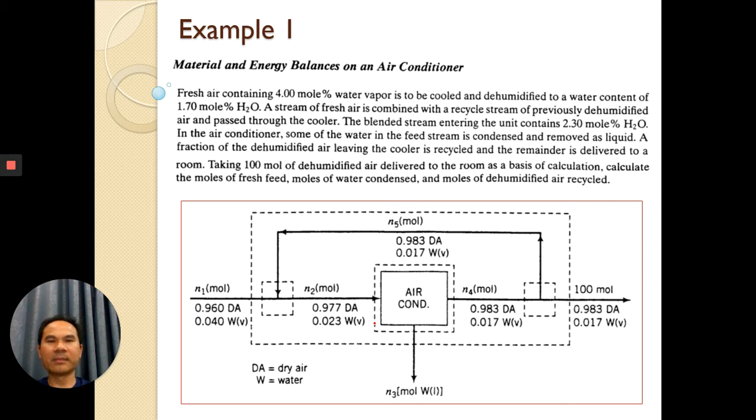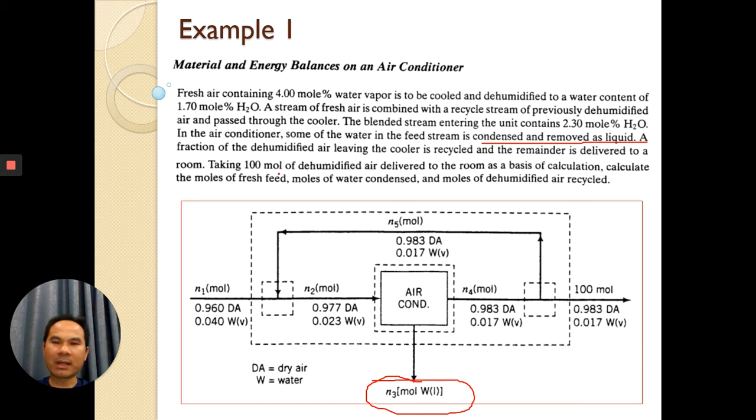Then the blended stream enters the unit. The blended stream entering the air conditioner or cooler is 2.3 mole percent water, or 0.023 mole fraction of water, and the remaining dry air is 97.7 mole percent, or 0.977 mole fraction. In the air conditioner, some of the water in the feed stream is condensed and removed as liquid. That means liquid water is condensed.